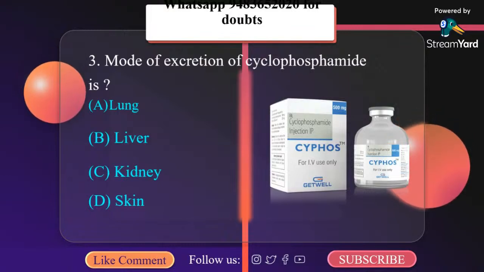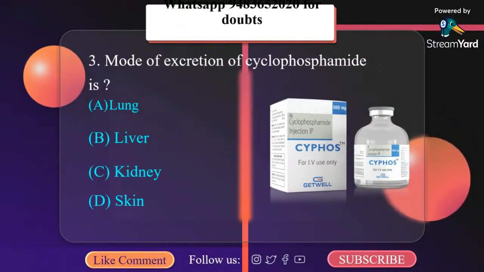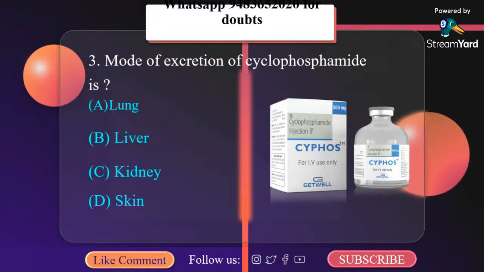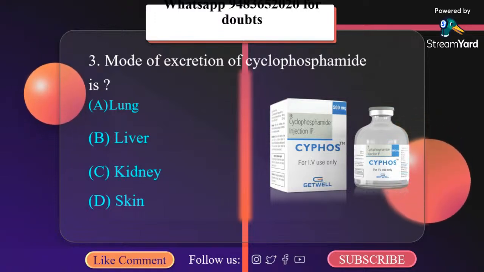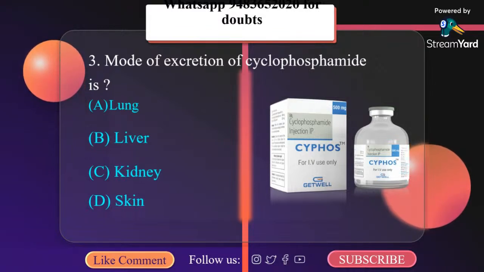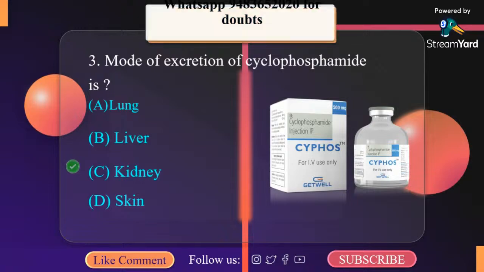Mode of excretion of cyclophosphamide is A. Lung, B. Liver, C. Kidney, D. Skin. Cyclophosphamide is primarily metabolized, 80%, and the metabolites are excreted in urine. 10 to 20% is excreted unchanged in urine and 4% is excreted in bile. So the correct answer here is C, kidney.